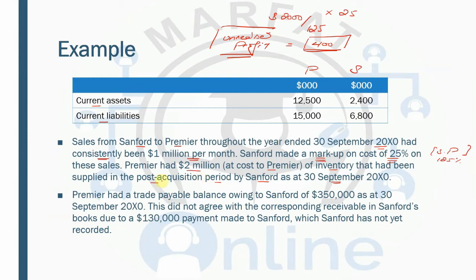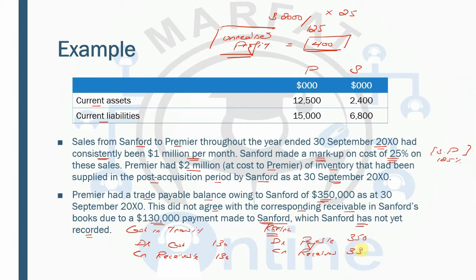So if you see in this example which we were doing, we have already calculated the unrealized profit. Premier had a trade payable balance owing to Sanford of 350,000. This did not agree with the corresponding receivable in Sanford's books due to 130,000 payment made to Sanford, which Sanford has not yet received or recorded. This is the cash in transit. So how the cash in transit is recorded: debit cash by 130 and credit receivable by 130. Once you record this, then you will be passing the contra entry. This is the balance: debit payable 350, credit receivables 350.